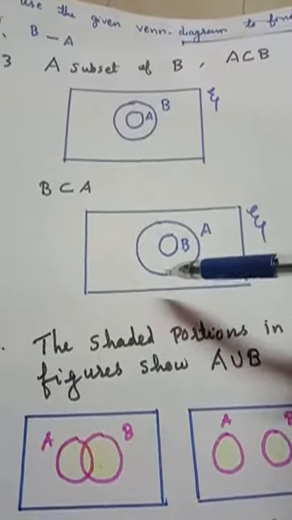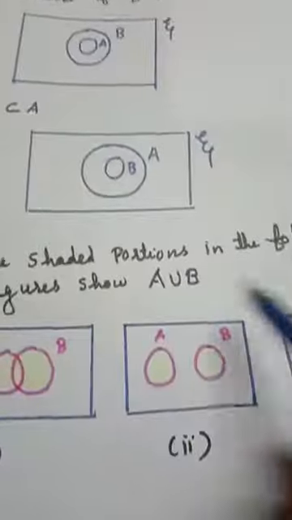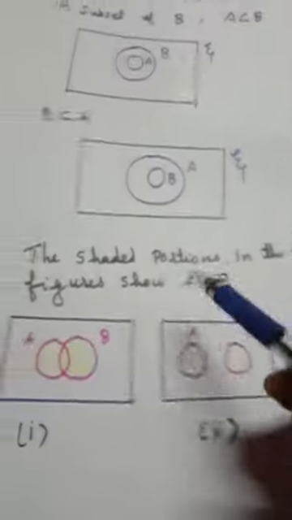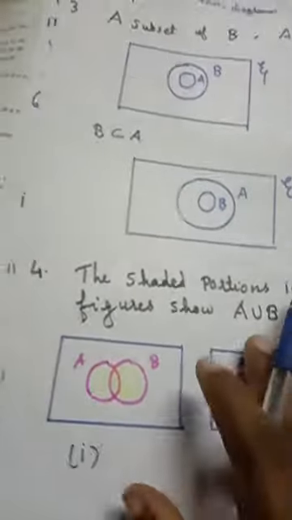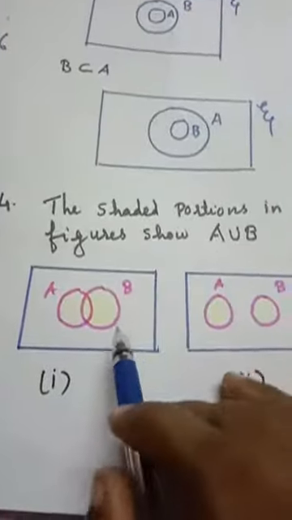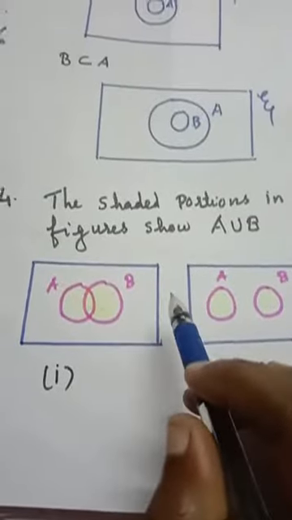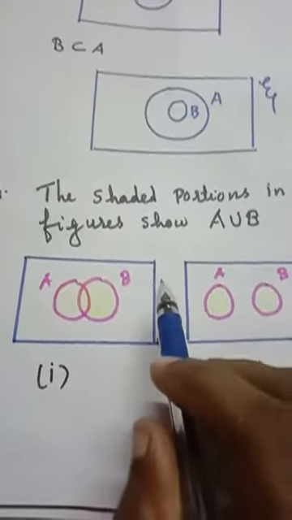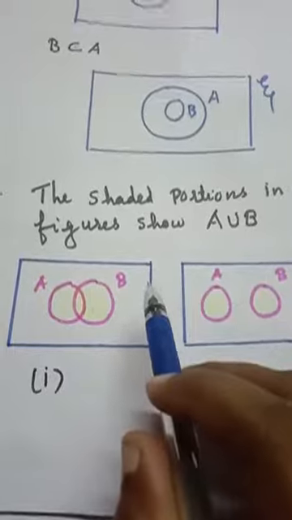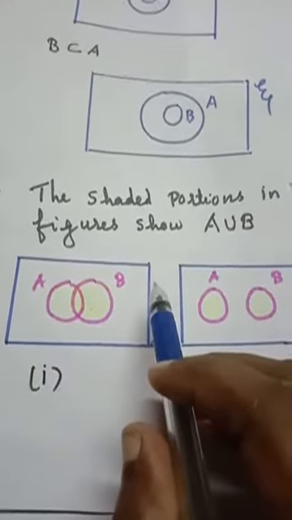Okay. Next, fourth one. The shaded portion in the following figure shows A union B. Let us learn how to draw a union. Union means together. A union B means all the elements from A and B.